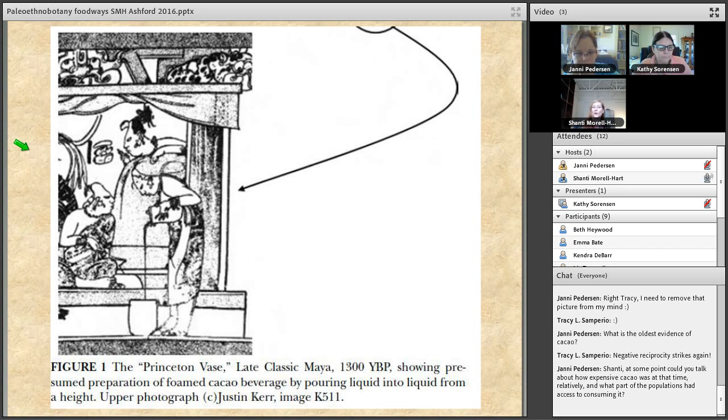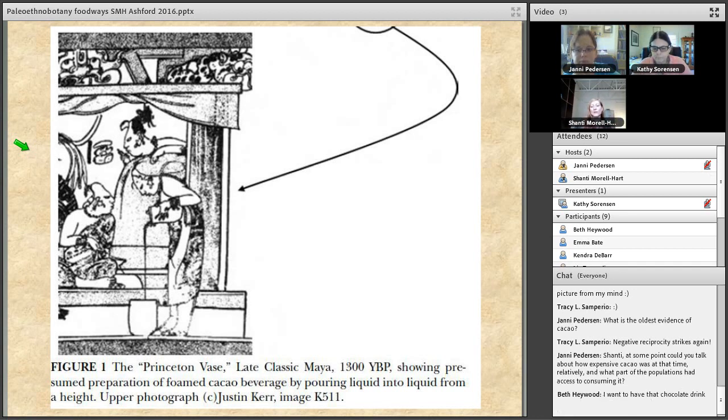This careful pouring from one vessel to another, and then picking up that vessel, pouring it back in the original vessel. So there's a sort of frothing back and forth to really get the foam of the chocolate, to aerate the chocolate and bring out its flavor. So this is something that we see in formal court scenes as they're depicted on ceramic vases, and I think in one case in a mural.